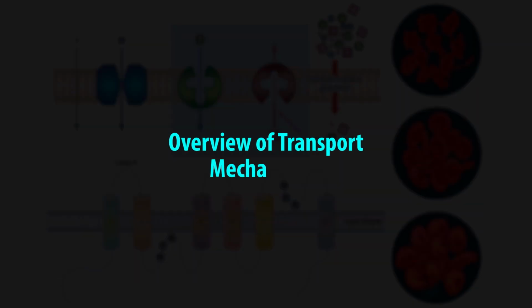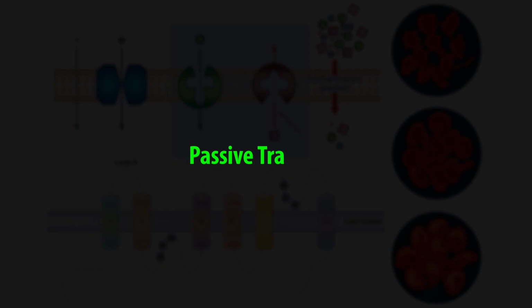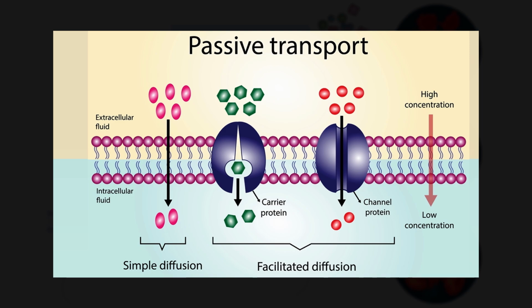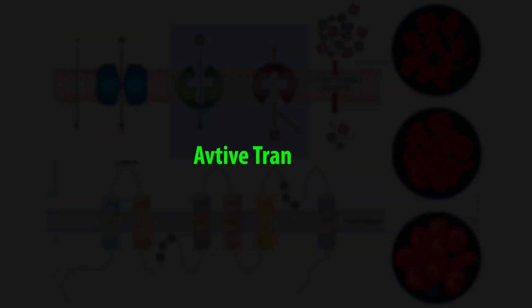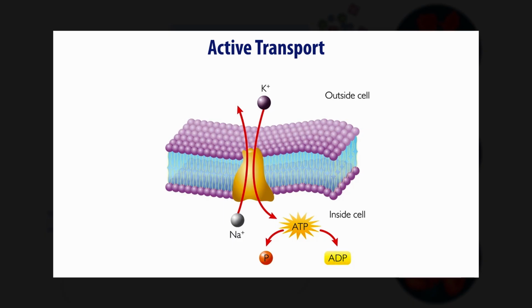Next, we will discuss the overview of transport mechanisms. In this, the first one is the passive transport. Passive transport moves molecules down the concentration gradients without energy, enabling diffusion of small non-polar molecules and facilitated transport via ion channels for polar substances. Next is the active transport. Active transport, powered by ATP or ion gradients, moves substances against gradients, exemplified by the sodium-potassium ATPase, crucial for membrane potential and secondary transport.